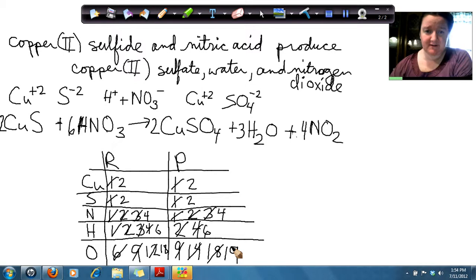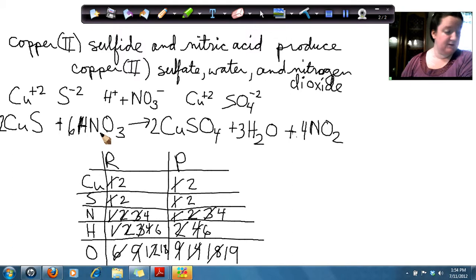I think I'm missing something, and I don't see it. 8 plus 8 is 16, plus 3 is 19, and there's no way we can get 19 oxygen this side, because the oxygens have to be in multiples of 3. I think I'm going to skip that one until I can think about it.